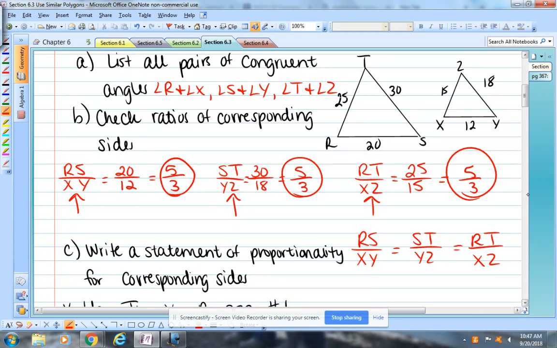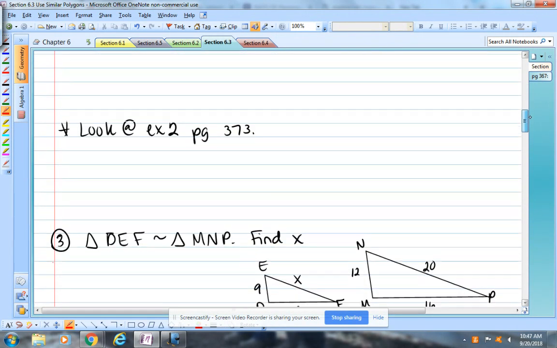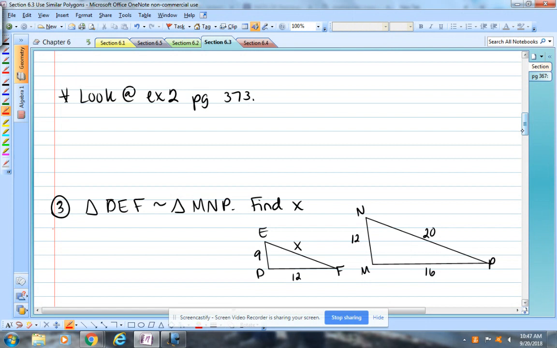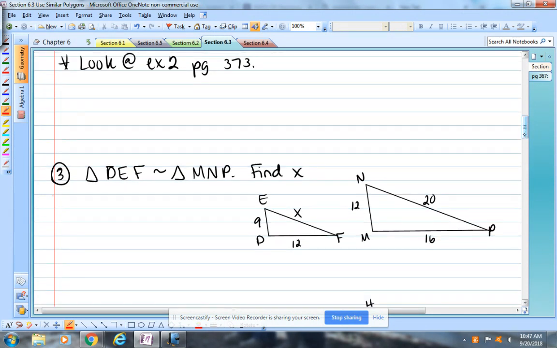All right, I'm going to skip the next example if that's okay with you. We're going to use this to solve some problems now. So take a moment, please, and write the similarity statement and draw the picture for me.